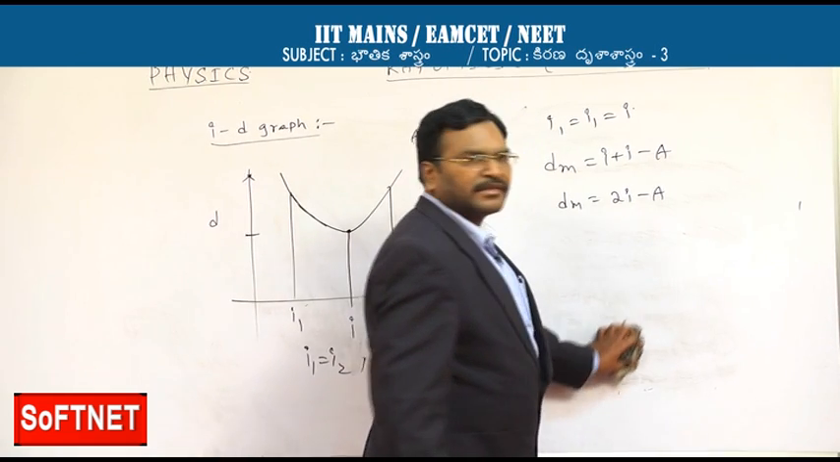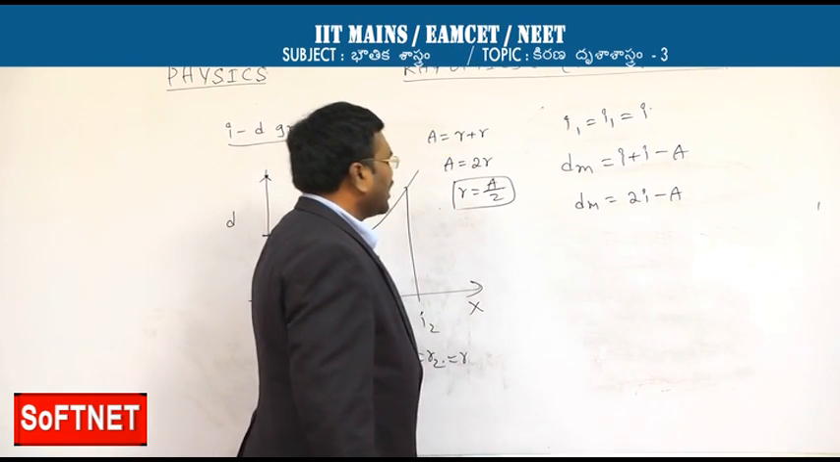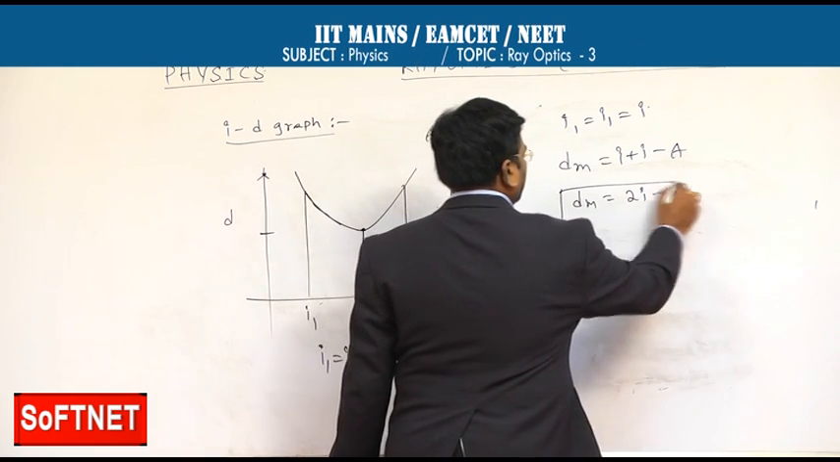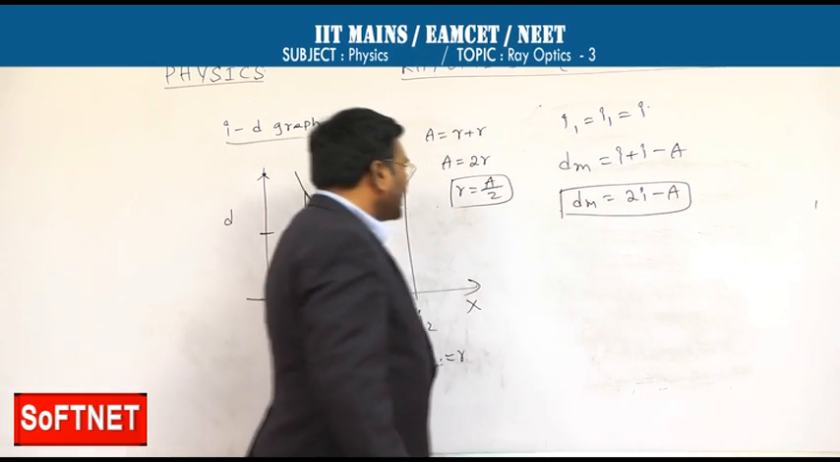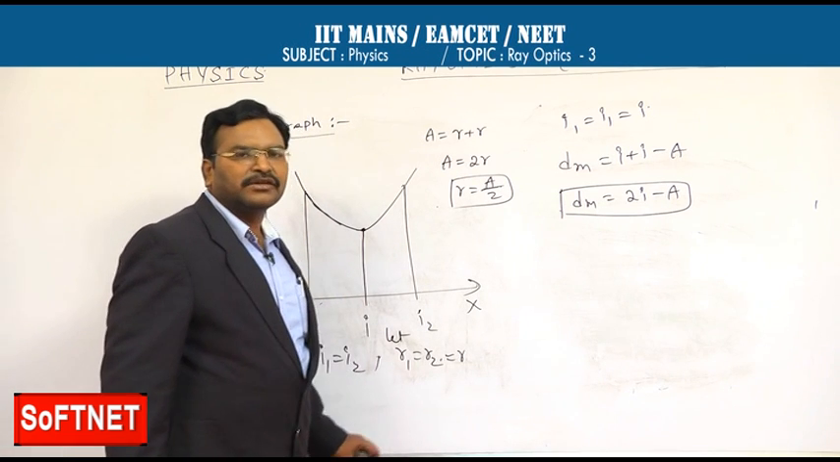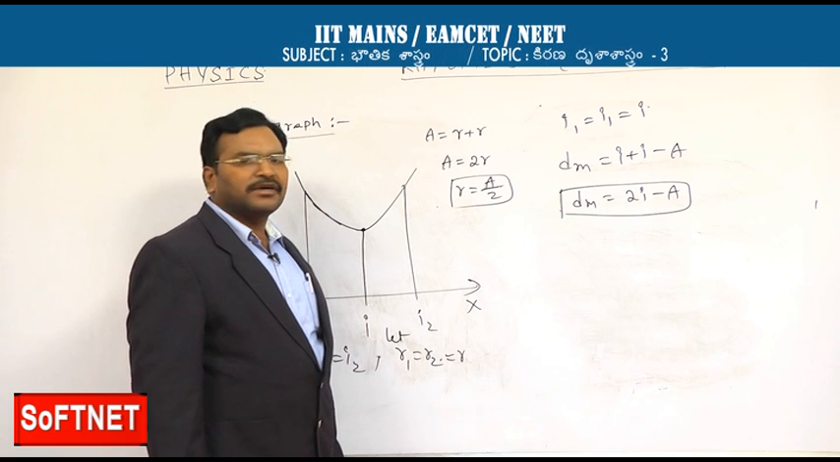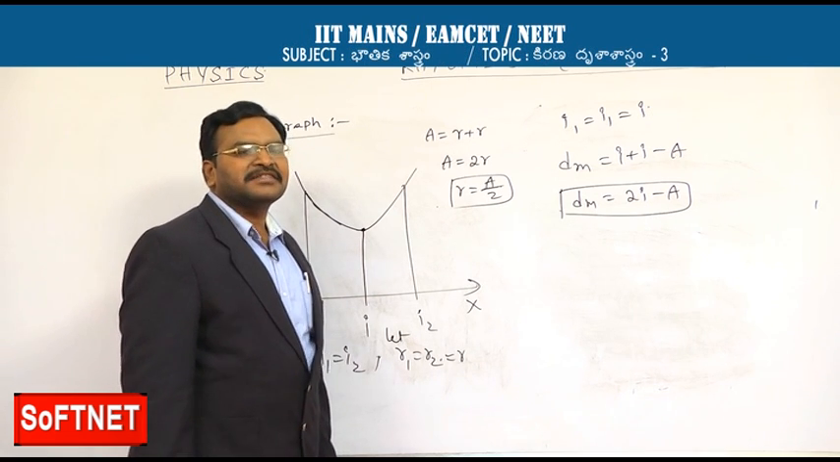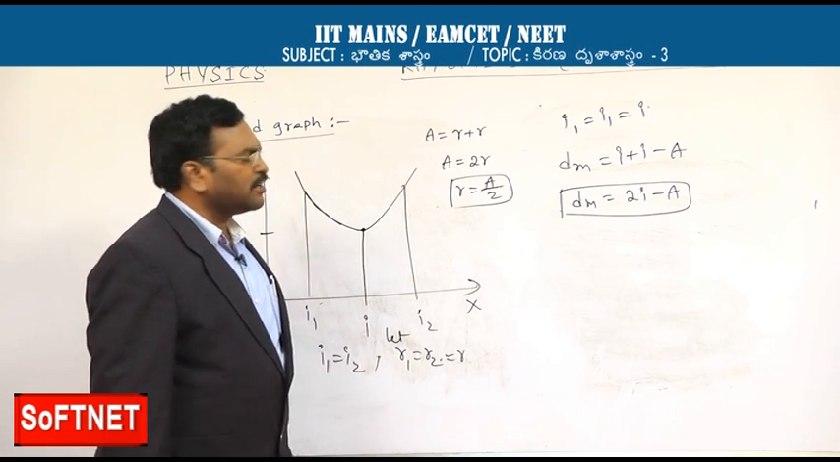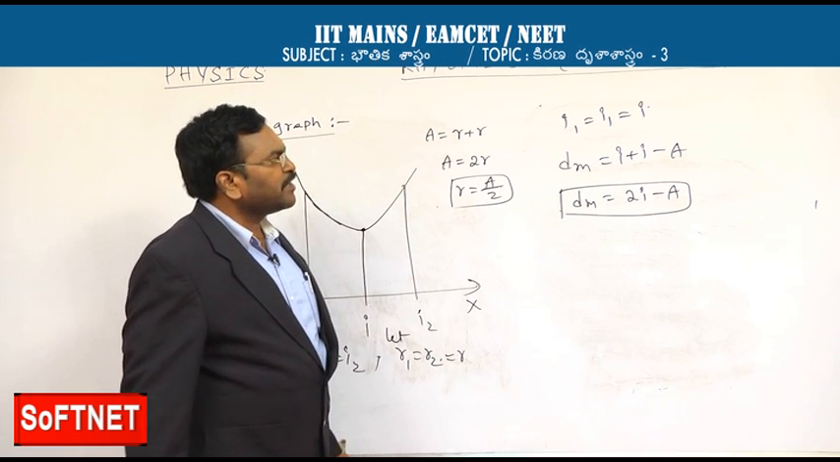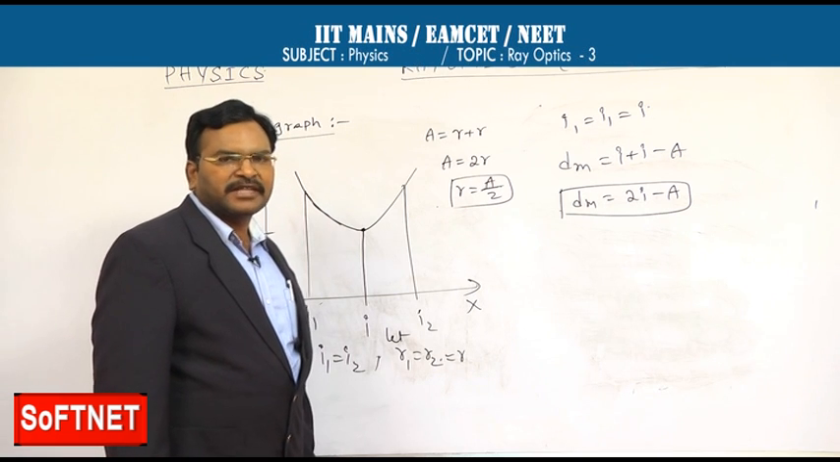We take I1 is equal to I2, R1 is equal to R2 at minimum deviation. At minimum deviation only, A is equal to 2R, R is equal to A by 2. Otherwise A is equal to R1 plus R2, and deviation is equal to I1 plus I2 minus A.